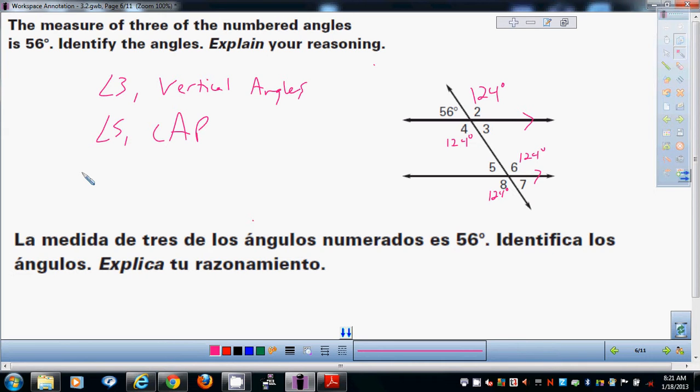If we know this one's 56, these two are alternate interior angles, and therefore are also congruent. In your notes, that's another thing you could have listed. And last but not least, angle 7. How did we know angle 7 was 56?